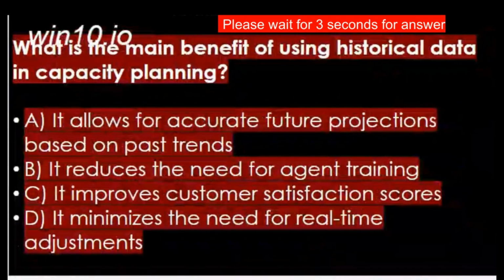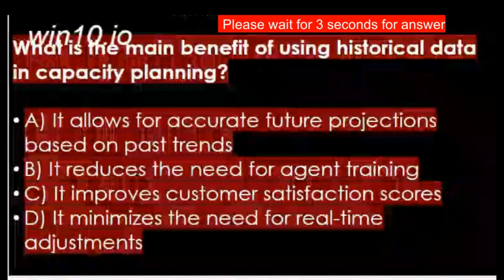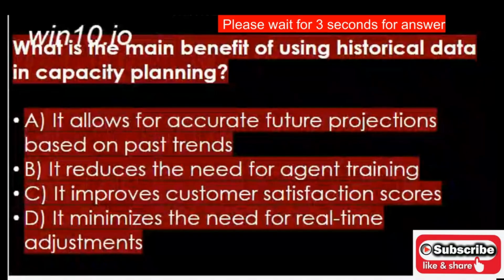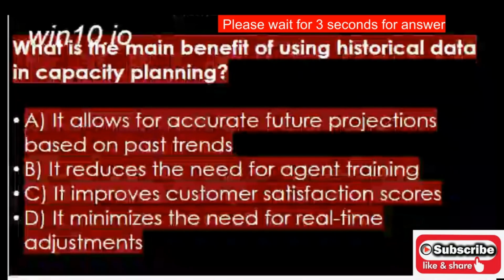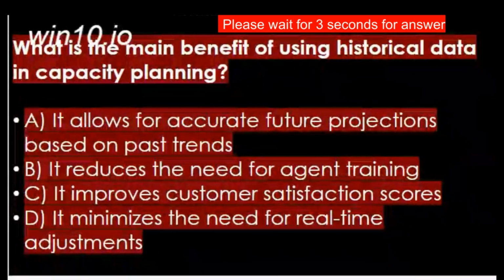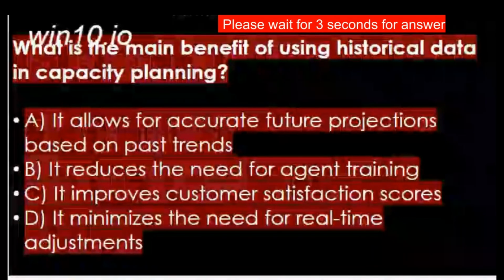Next question we have, what is the main benefit of using historical data in capacity planning? Option A, it allows for accurate future projections based on past trends. Option B, it reduces the need for agent training. Option C, it improves customer satisfaction scores. Option D, it minimizes the need for real-time adjustment.